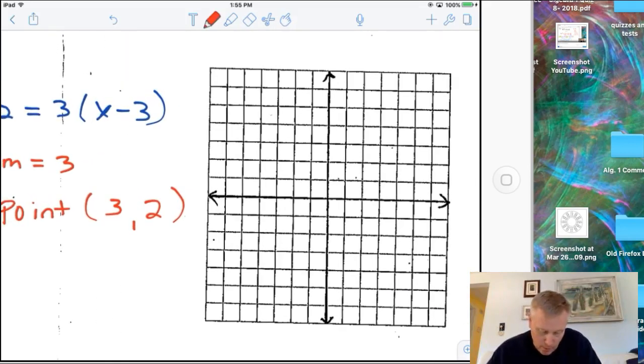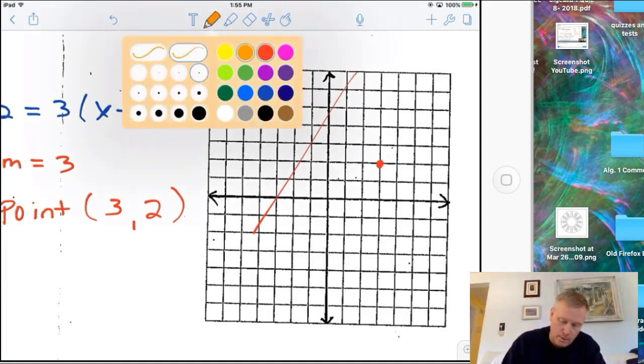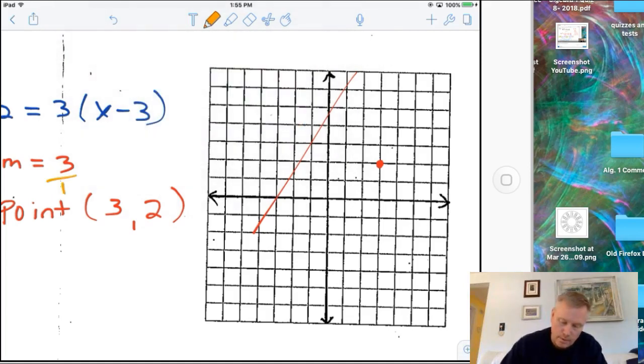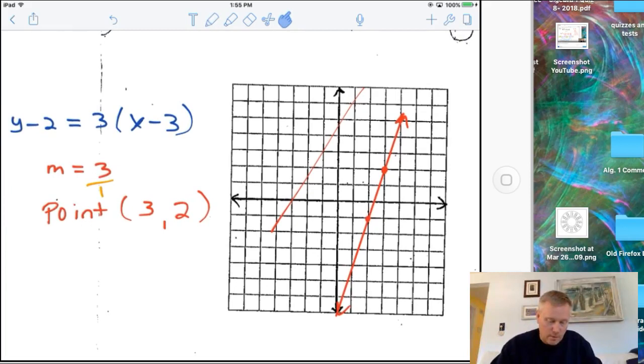Okay, so the point is 3, 2, which is 1, 2, 3, up 2 right here. Now I can do my slope from there. Remember, positive slope goes up and to the right, so this is slope 3 over 1. So I can always put it over 1 and go up 3, right 1, 1, 2, 3, right 1, okay? Or you can go left 1, down 3, 1, 2, 3, okay? And I get my line here, draw it right in there, and I'm good. Okay, so that's how you'd graph these if they give you the equation and told you to graph it, okay?